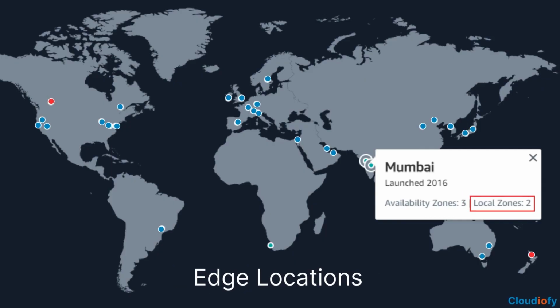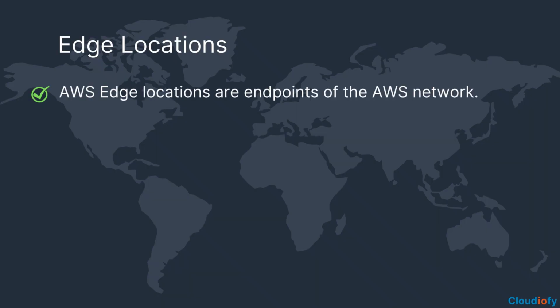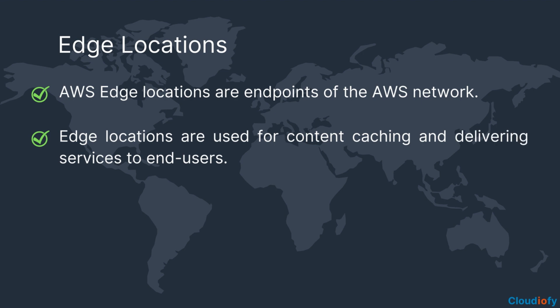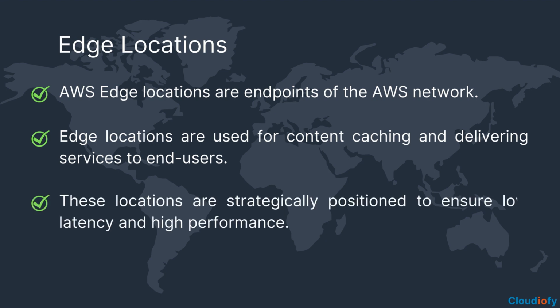Now, let's talk about AWS edge locations and regional edge caches. AWS edge locations serve as endpoints of the AWS network, strategically positioned worldwide. Edge locations play a crucial role in content delivery by caching frequently accessed content closer to end users. This caching mechanism reduces latency and improves the overall performance of content delivery, ensuring a faster and smoother experience for end users. AWS strategically positions edge locations to ensure widespread coverage and proximity to end users.